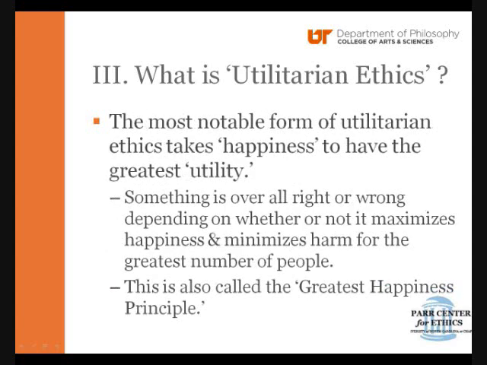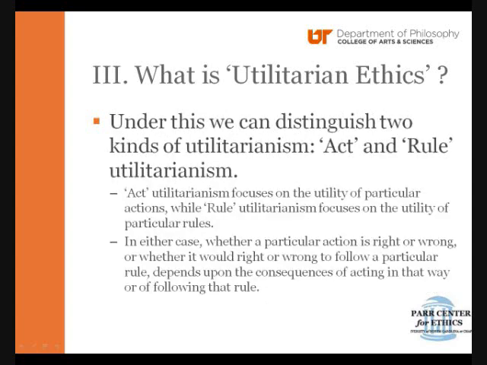The most notable form of utilitarian ethics takes happiness to have the greatest utility. Something is overall right or wrong depending on whether or not it maximizes happiness and minimizes harm for the greatest number of people. This is also called the greatest happiness principle. Under this, we can distinguish two kinds of utilitarianism: act and rule utilitarianism. Act utilitarianism focuses on the utility of particular actions, while rule utilitarianism focuses on the utility of particular rules.